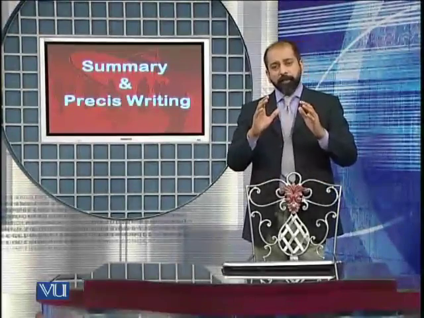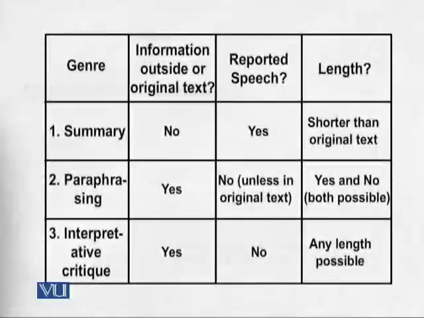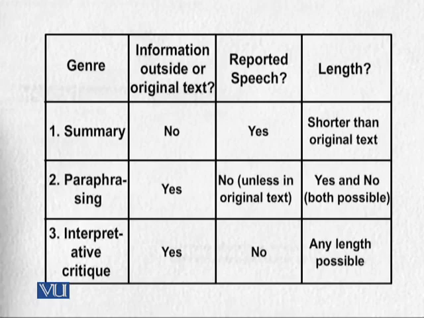So summaries are always shorter than the original text. And then comes paraphrasing. Information outside the original text? The answer is yes. In paraphrasing, of course, you can use information from some other sources. Number two, reported speech? No. We are not bound to use reported speech. If reported speech is already given in the original text, then of course we are bound to give it. Otherwise, like in summaries, here we are not going to use reported speech necessarily.